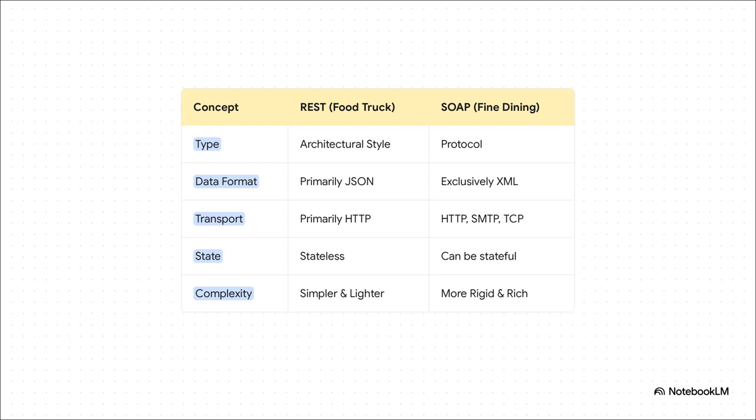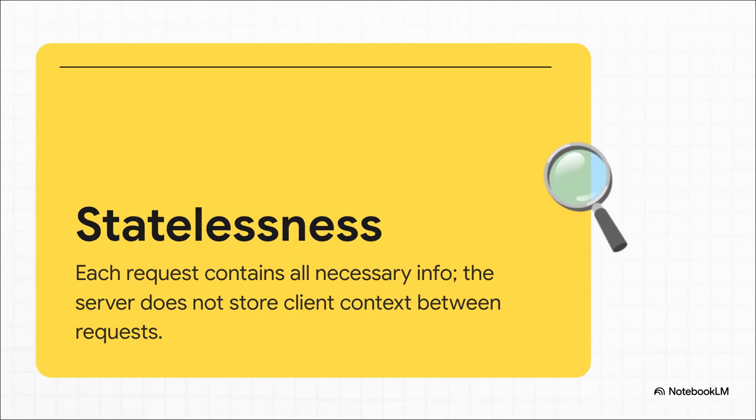It all boils down to complexity. REST is simpler, lighter on bandwidth. SOAP is more structured and, let's be honest, just heavier. Let's just double-click on that word statelessness for a second. Because for REST, this is everything. It means every single request you send has to contain all the information the server needs to do its job. The server keeps no memory of you from one request to the next. Just like that food truck vendor, they don't know you were there 5 minutes ago.